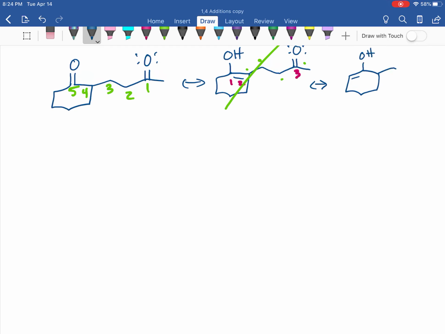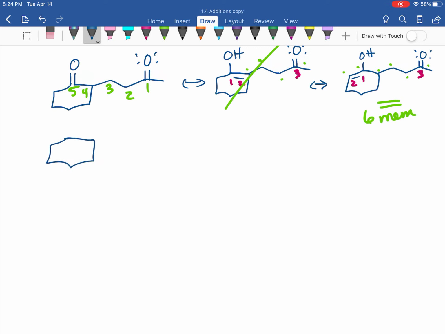Okay, let's do our enol on the other side then. Okay, and we've got 1, 2, 3. Let's count now. 1, 2, 3, 4, 5, 6. We have a winner. This one's going to give us a 6-membered ring. I love it. Okay, let's keep going.